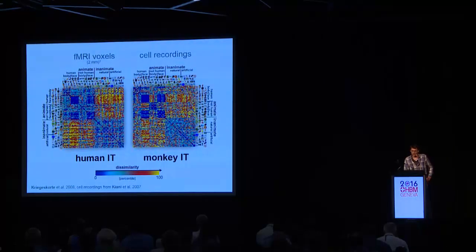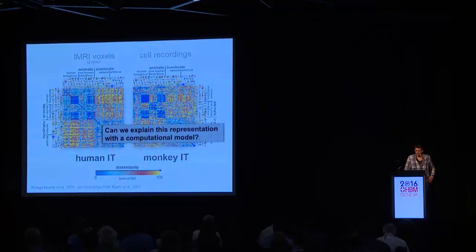So here's an example of the human and monkey inferior temporal representation for 92 different object images that you see very small there along the sides. So this was a data set that we've struggled with for a very long time to explain. It shows in blue there small dissimilarities and clusters among animates and inanimates, and within the animates of faces. And the matrix for human IT was derived with fMRI voxels, and the monkey matrix was derived with cell recordings. So this is a way of looking in the same framework at data acquired with different modalities of brain activity measurement. But the question, of course, is, can we explain this representation with a computational model?